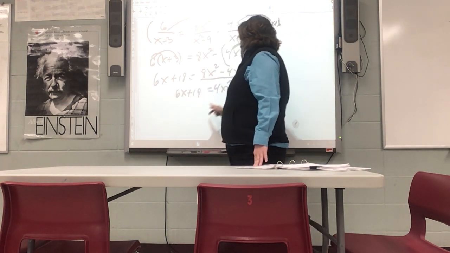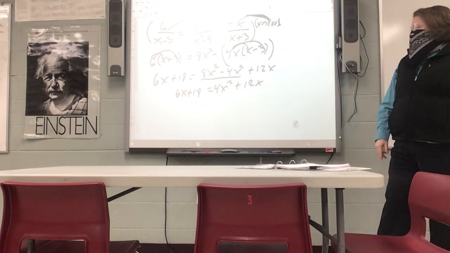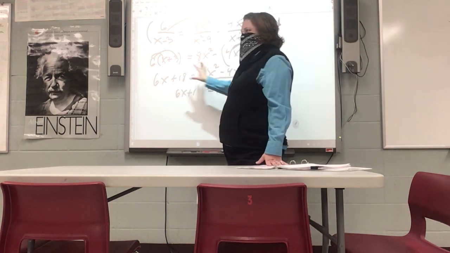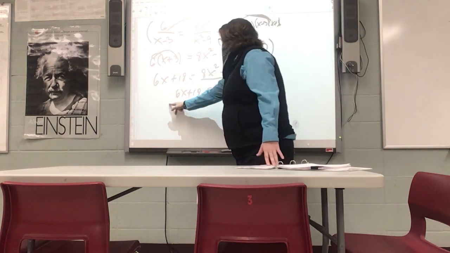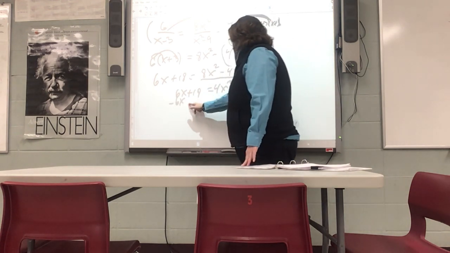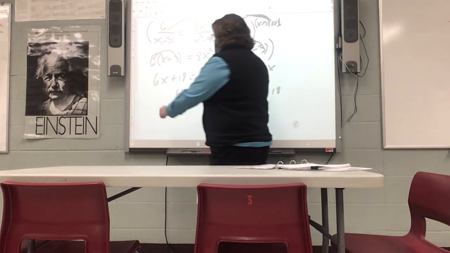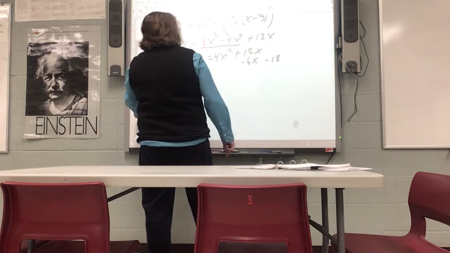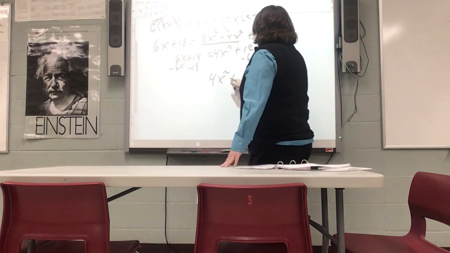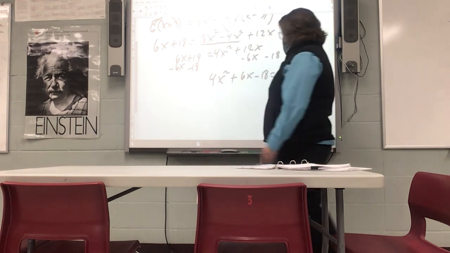So now again, we got another quadratic, so we need to set it equal to 0 for either the quadratic formula or factoring. I don't want to move my a over there because I don't like my a to be negative. So I'm going to subtract the 6x from itself and its buddy, and then subtract the 18 from itself, and it doesn't have a buddy, so it'll just be stuck on the end. So I got 4x squared plus 6x minus 18 is equal to 0.